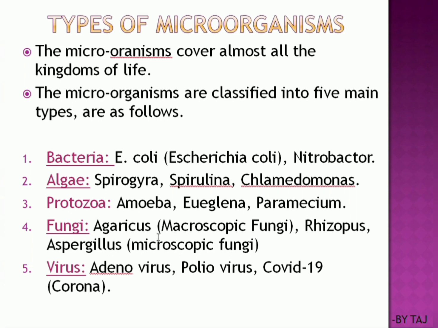Fungi: agaricus, nothing but a mushroom, you have already learnt. The common name for agaricus is mushroom, which is macroscopic in nature. So fungi are classified into two types, microscopic fungi and macroscopic fungi, depending upon the size of the fungi. The macroscopic fungus example is agaricus, and microscopic fungi examples given are Aspergillus and Rhizopus. And virus: adenovirus, from which you get a common flu, poliovirus, and COVID-19, that is coronavirus. Now coming to the detailed information about bacteria, algae, protozoa, fungi and virus.